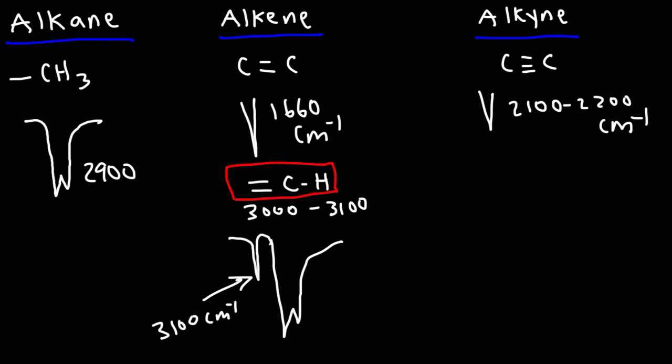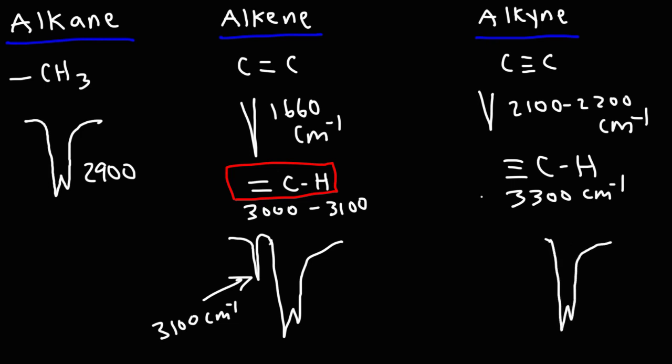Now let's say you have a terminal alkyne, and so you're going to have the alkyne CH stretch. This signal is even further to the left, around 3300. And so here is the alkane CH stretch, and then here would be the alkyne CH stretch. So this helps you to distinguish an internal alkyne from a terminal alkyne. And to distinguish an alkene from an alkyne, you could simply look at these two numbers.